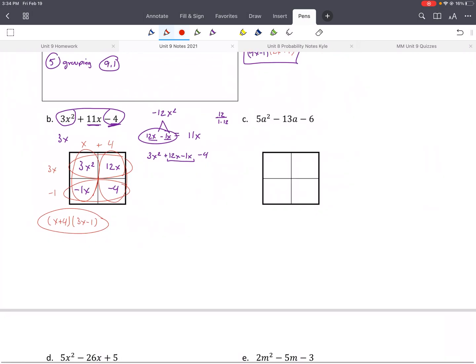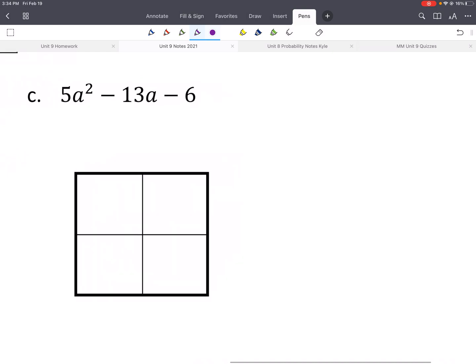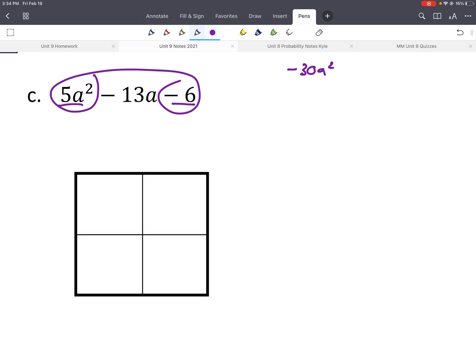We'll do another one here. We'll just do grouping, where we cut it in half. So again, we still need to find the two things that multiply and add. Two things that multiply to give us a negative 30a squared. So again, we do glasses. We multiply the first and last term. That gives us the negative 30. And then we need to find the two things that multiply to that and add to give us that middle term, the negative 13a.